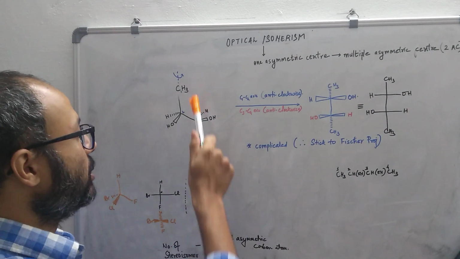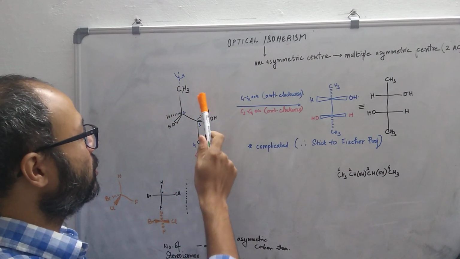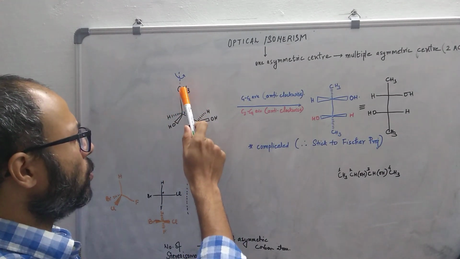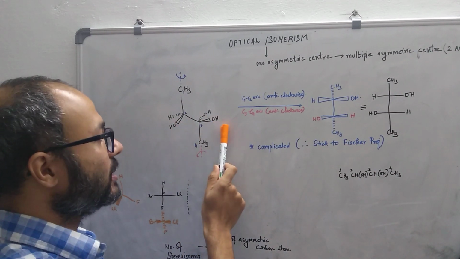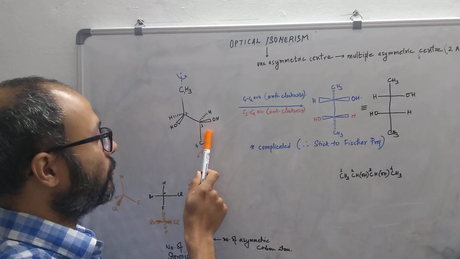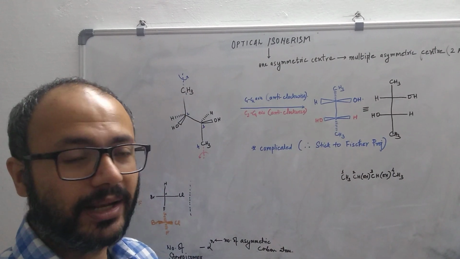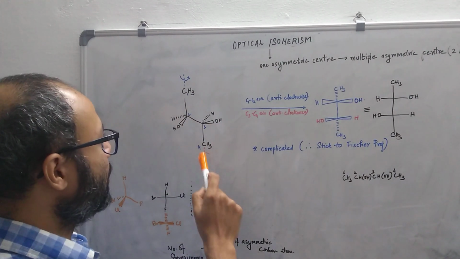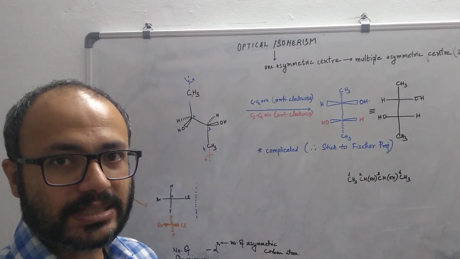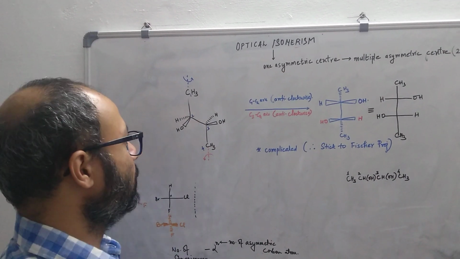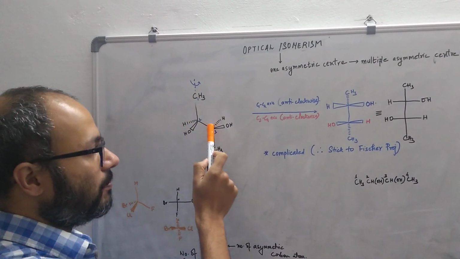Now let us look into this particular example which contains two asymmetric centers. If you want to name this compound, this is your carbon chain 1, 2, 3, 4. So it is a butane, with two substituents, two hydroxy groups attached at the 2 and 3 positions. So it would be 2,3-butanediol. As you can see, carbon number 2 and carbon number 3 are the asymmetric centers in this molecule. I'm trying to draw initially the perspective formula for this compound.